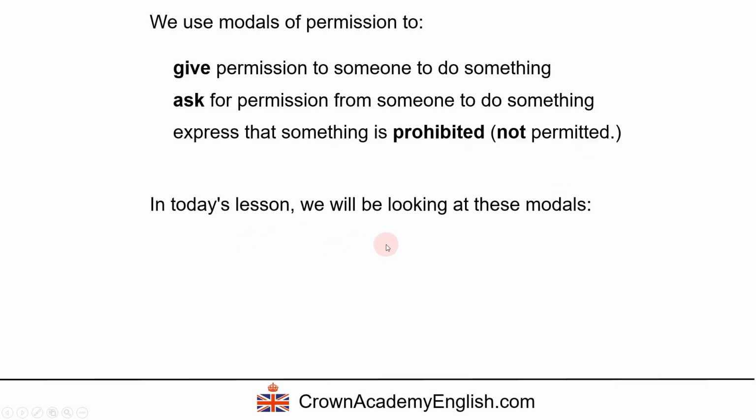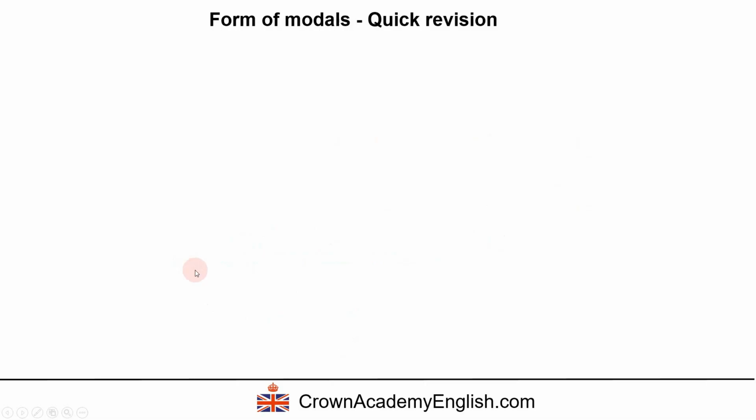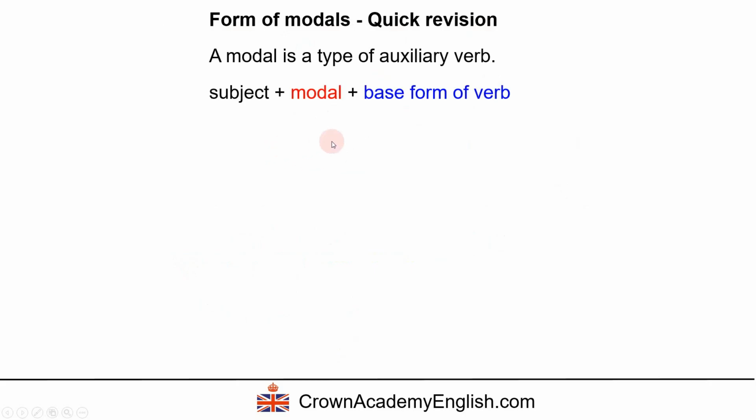In today's lesson, we will be looking at these modals: can, could, may, can't, and must not. So let's start here with can. Well, actually, first, let's look at the form. Let's do a very quick revision on the form of modals. So a modal is a type of auxiliary verb. And this is the form in the affirmative. We have the subject, and then the modal, and then we have the base form of the verb.